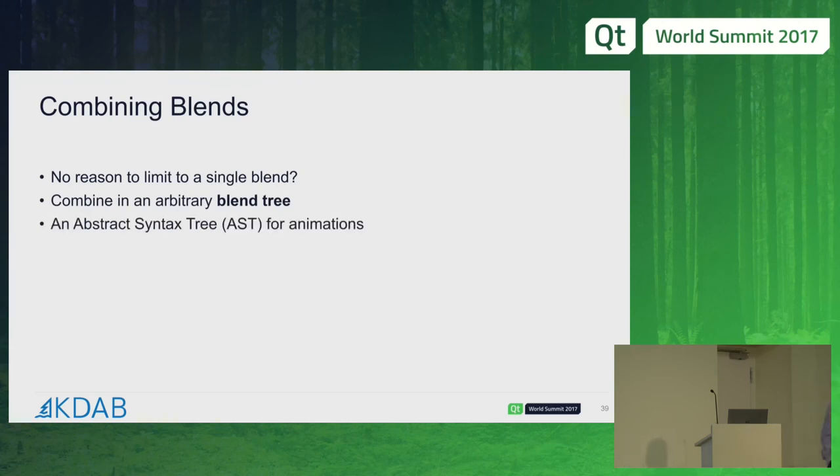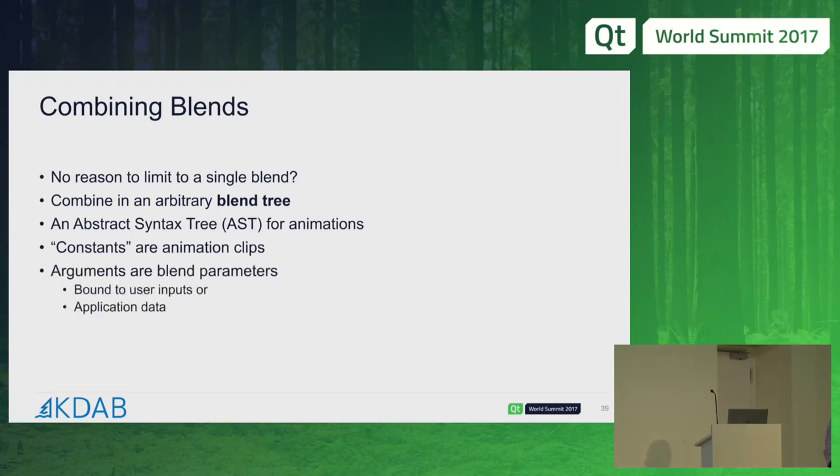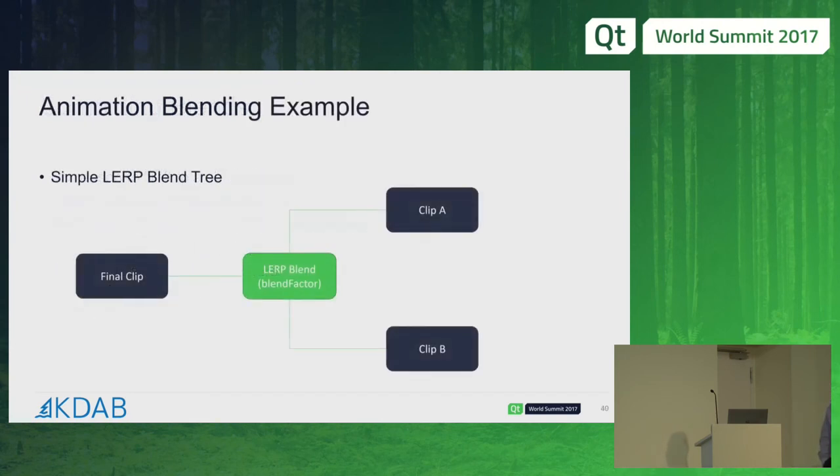So basically, what we end up with is an animation blend tree, which represents an abstract syntax tree for animations, where the leaf nodes, the inputs to it, are the animation clips, and the controlling parameters are the blend parameters that feed into each node. And again, they can be controlled by application data. You could even have another animator animating those blend parameters. So you can really go to town on this.